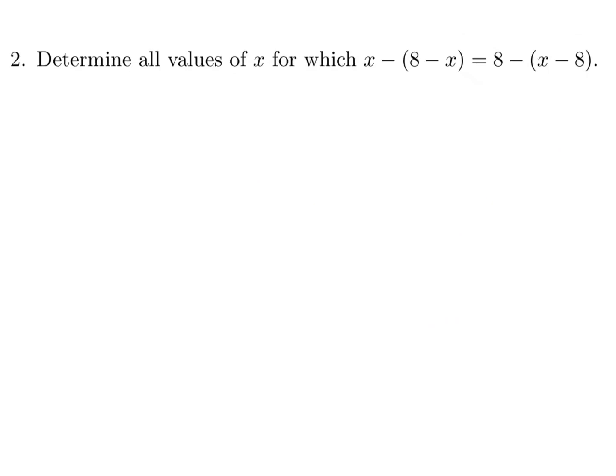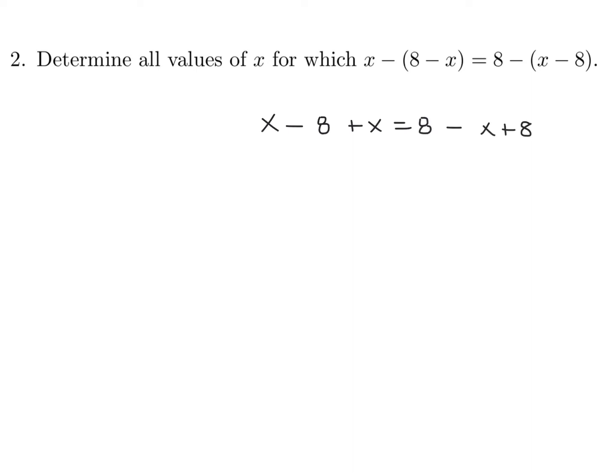Determine all values of x for which x minus 8 minus x is equal to 8 minus x minus 8. Okay, well, this one I'm just going to do straight without any factoring or strange tricks. So we have 8 minus 8 plus x. On this side, we have 8 minus x plus 8.